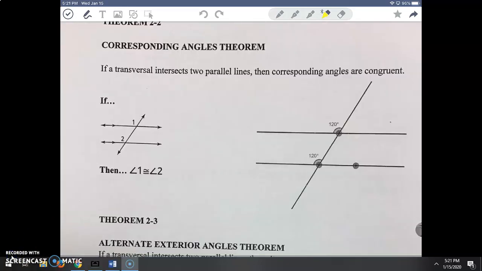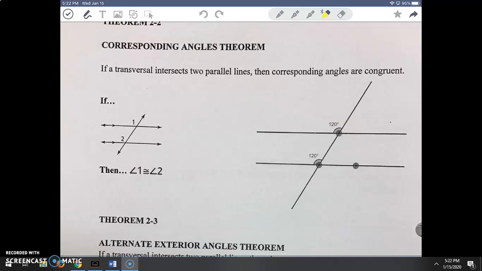Corresponding angles. We talked about corresponding angles. They are the same angle, but at a different intersection. They too are going to be congruent. What we're going to be getting into now is the separation between the congruent ones and the supplementary ones. Right now we're talking about the congruent ones. The congruent ones are your corresponding angles in this one.